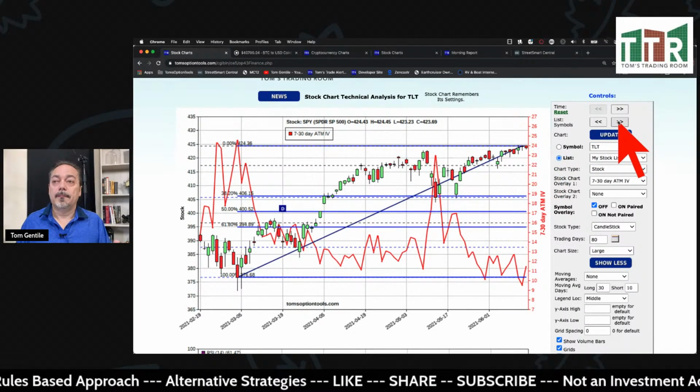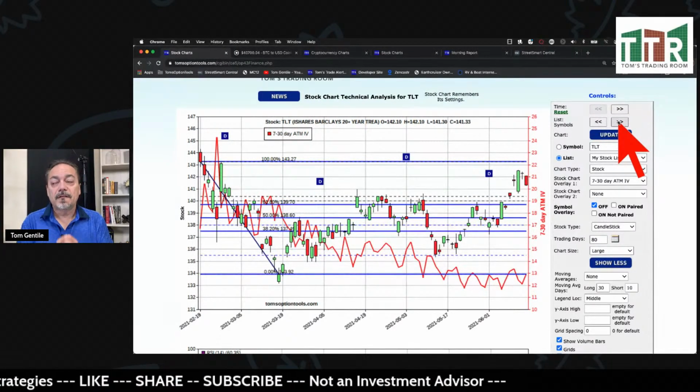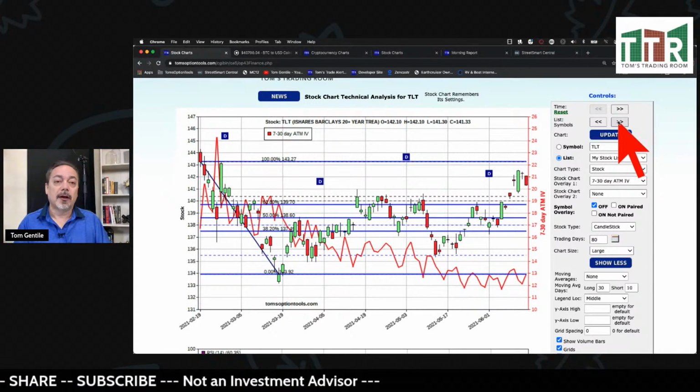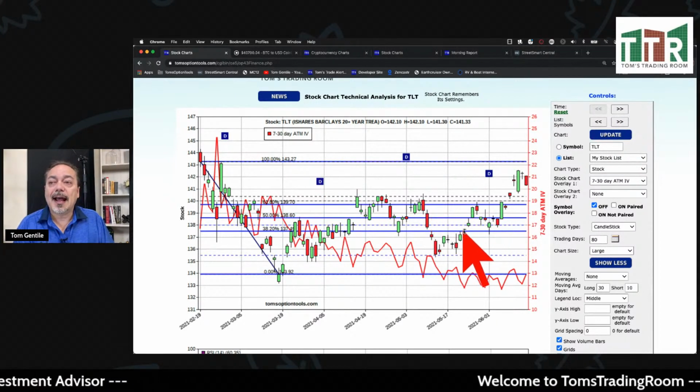How about the bond market? The bond market typically moves against stocks, but the fact that the bond market was so low just a couple weeks ago, we needed some blow off steam here. And as you can see, TLT has moved higher.